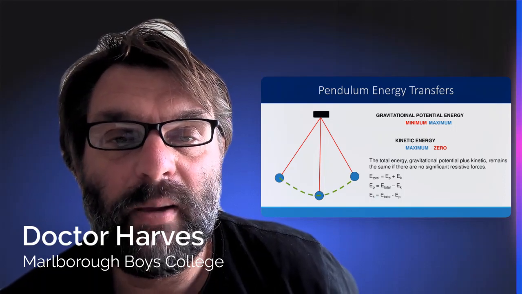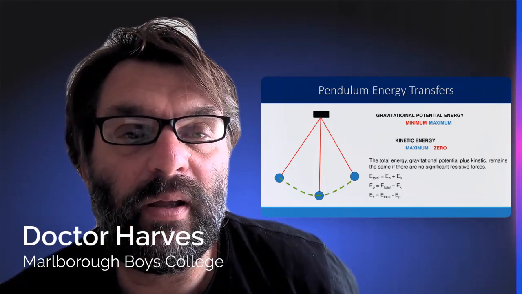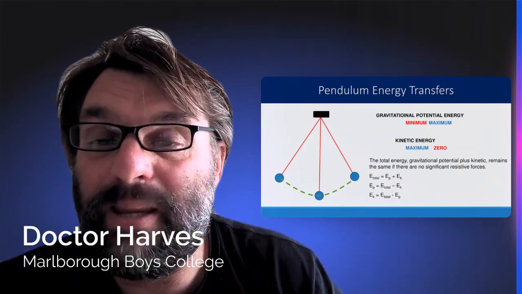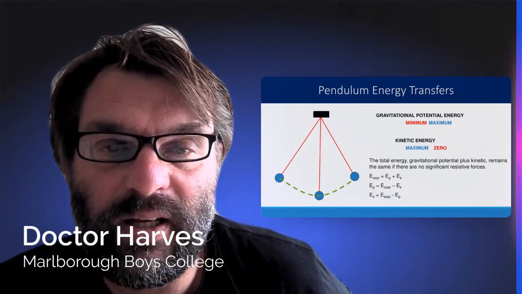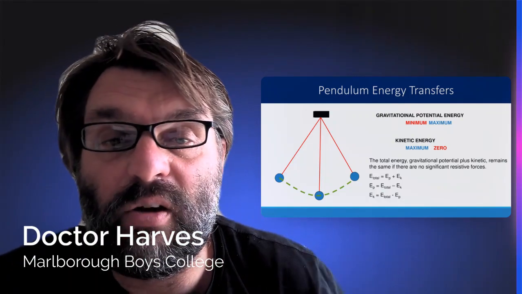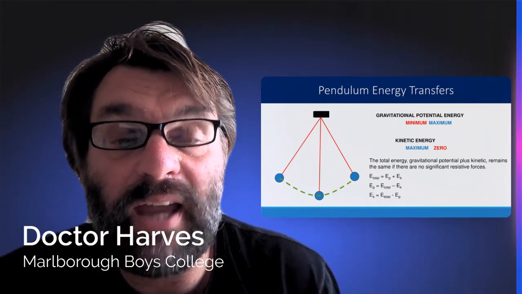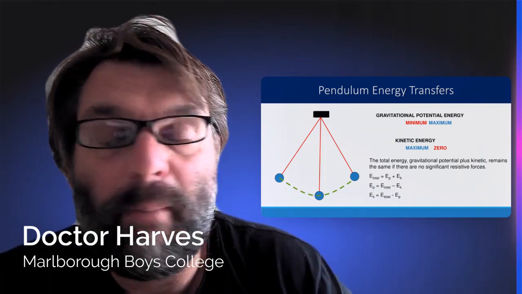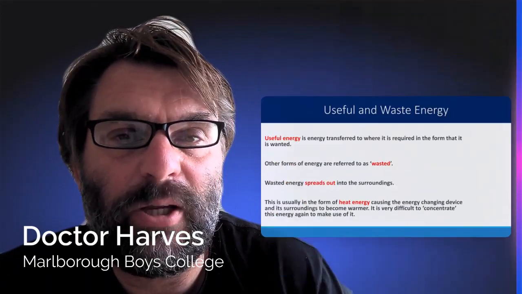So basically if there's no air resistance, the total energy will equal EP plus EK, potential energy plus kinetic energy, and also potential energy will equal the total energy of the system minus the kinetic energy, and conversely, the kinetic energy will equal the total energy of the system minus the potential energy.